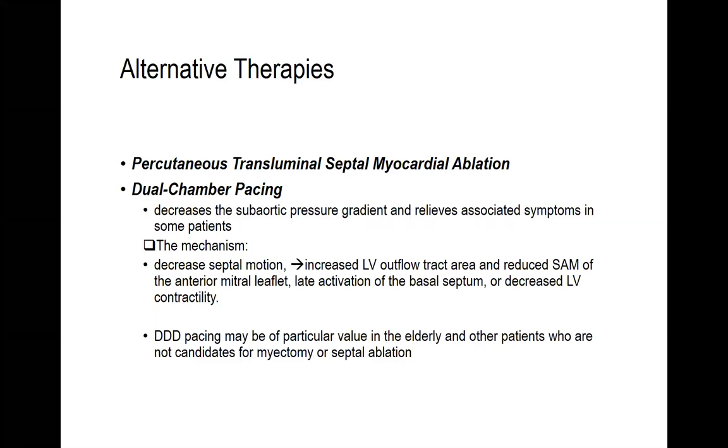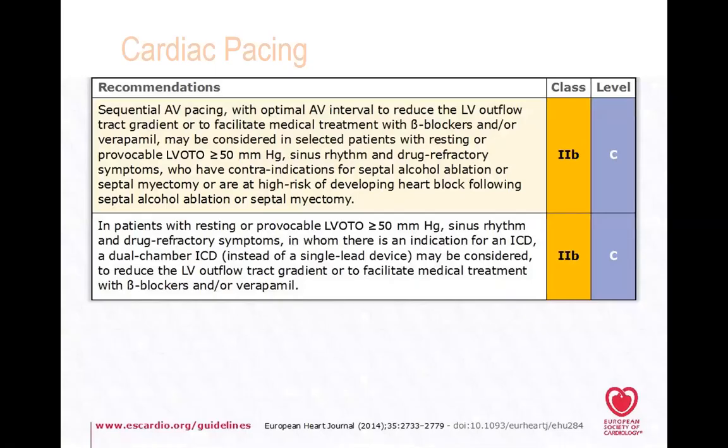Alternative therapy, as we said, is percutaneous transluminal septal myocardial ablation, and dual chamber pacing. Dual chamber pacing will decrease the subaortic pressure gradient and relieve some associated symptoms. The mechanism is that it will decrease the septal motion, which increases the LV outflow tract area and reduces the SAM of the anterior mitral leaflet. DDD pacing may be of particular value in elderly and other patients who are not candidates for myectomy or septal ablation. So if the patient is not a candidate, you entertain the idea of having a dual chamber pacemaker.